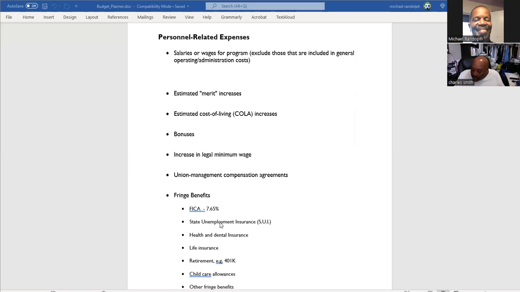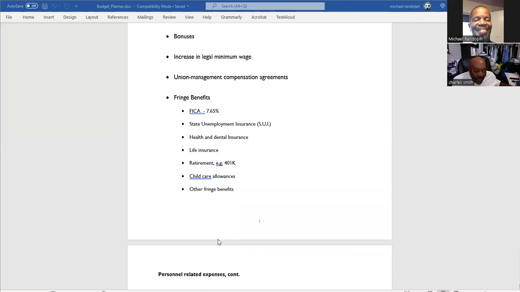When you do your budget, when you come up with the total number of your personnel budget, you want to multiply by 7.6% to figure in your fringe benefit dollars. FICA. Yes.